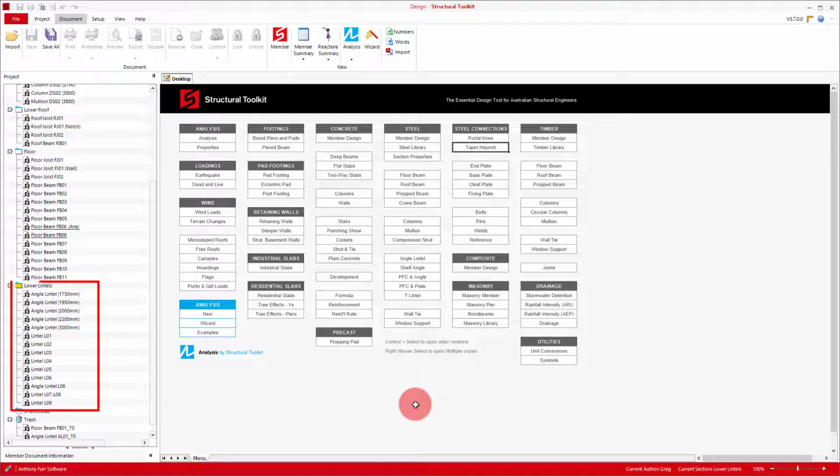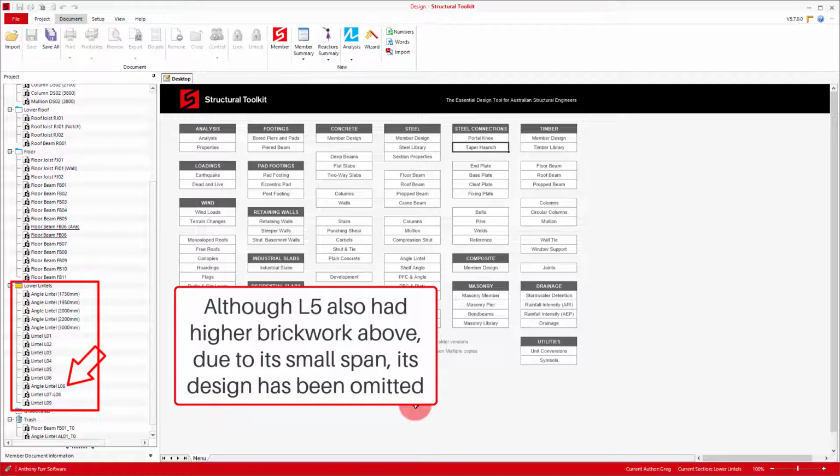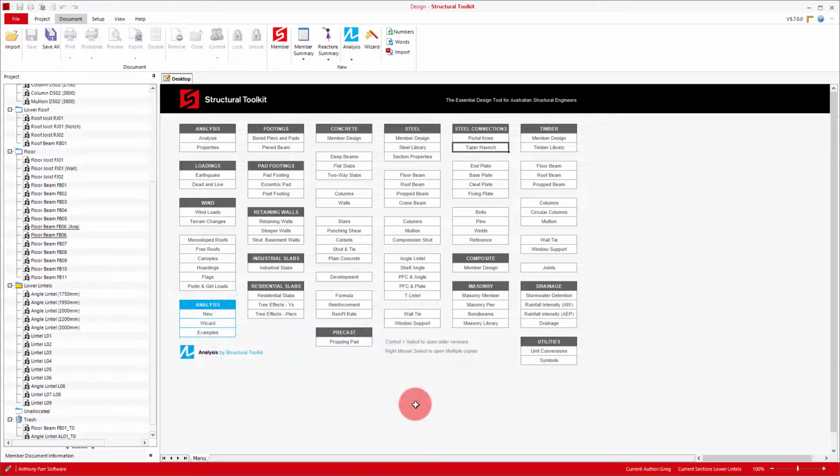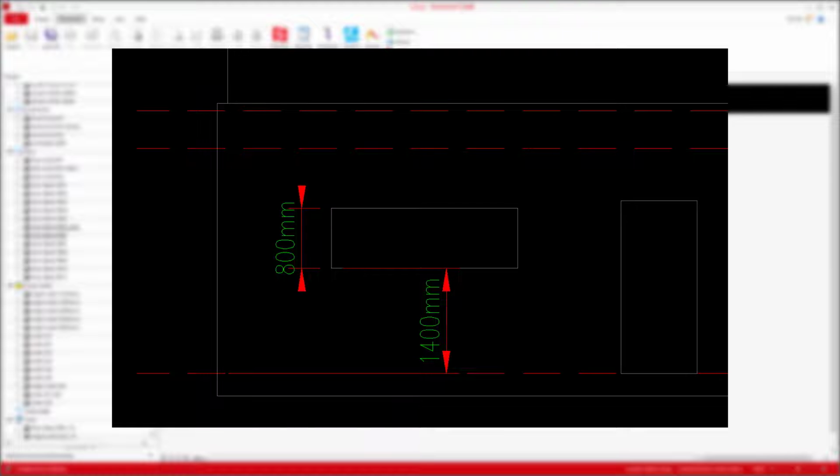We're now up to having all our lintels designed. You can see also in our project pane that we designed an angle lintel specifically for LO6 with the different height brickwork. Now before we head on to our columns, being the last part of our design for this video, we need to consider the fact that our L6 window is quite shallow, and so the distance from the underside of the window to floor level isn't insignificant, and so we'll probably need to consider wall tie action on the bottom plate under the window.